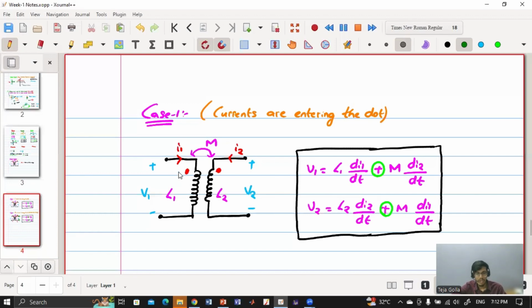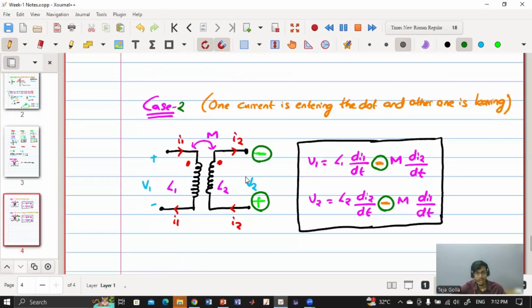After that, you have to check whether the current is entering the dot or leaving the dot in either of the cases. Here it is entering, here also it is entering. So this will be plus plus. Now we'll come here. Here the current is entering, here the current is entering. So here this is plus, here this is plus. So the first part is done. Now we have to see whether the current is entering the dot or leaving the dot. Here it is entering, here it is leaving. So one is entering, another is leaving. So here it is minus and here also it is minus.